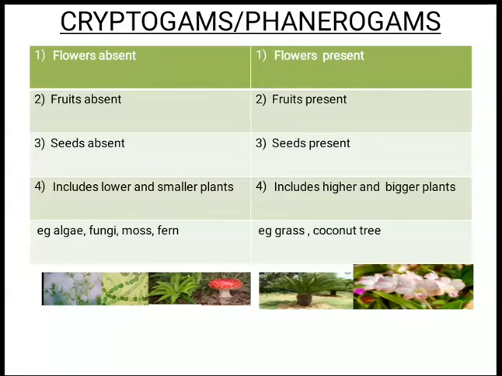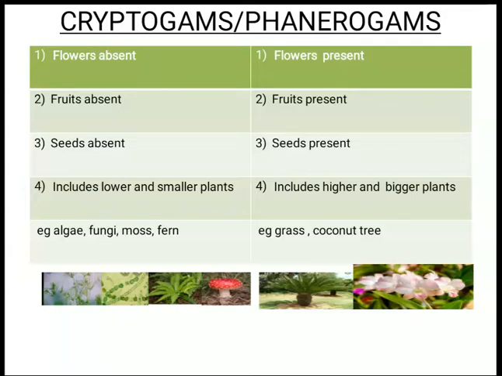You will notice that cryptogams have got flowers absent, fruits absent, seeds absent. So how will you remember? All the criteria responsible for reproduction as seen in higher plants are absent in cryptogams. You will write similar points in phanerogams. The only difference is instead of absent, you will be writing the opposite of absent, that is present. And look at the fourth point of cryptogams.